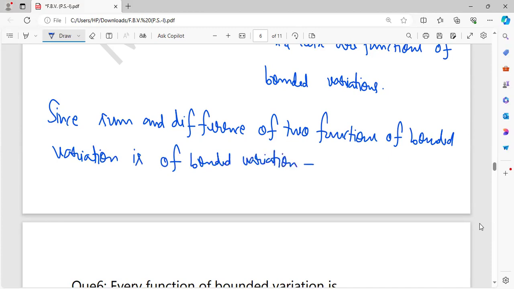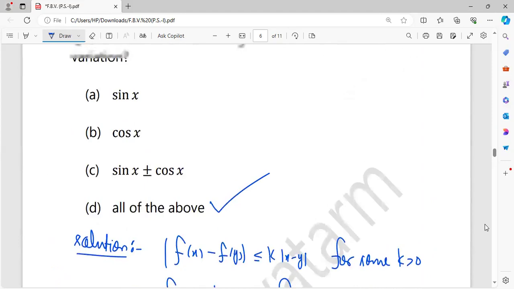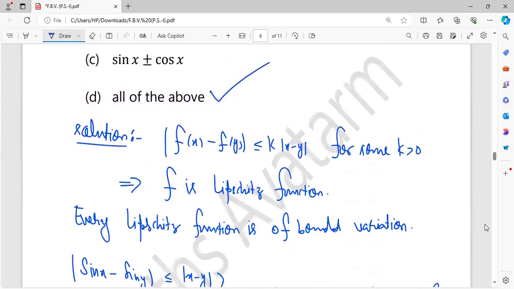So this implies sin x plus minus cos x are also functions of bounded variation. So option number D is correct, because sin x is a function of bounded variation, cos x is a function of bounded variation, and sum of these two functions sin x and cos x, that is sin x plus minus cos x functions, are also function of bounded variation. So option number D is correct, all of the above.